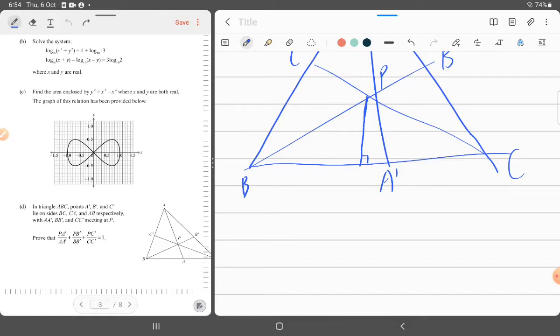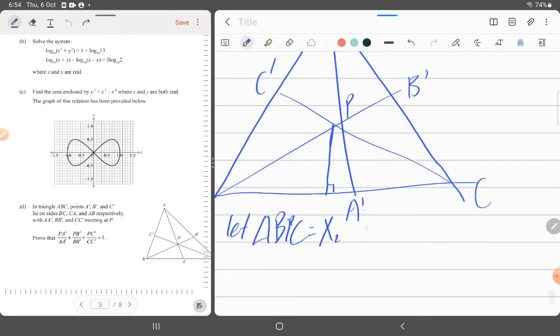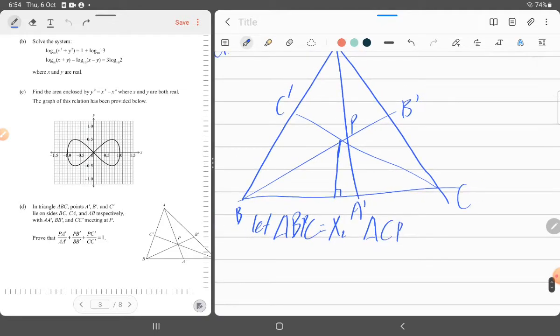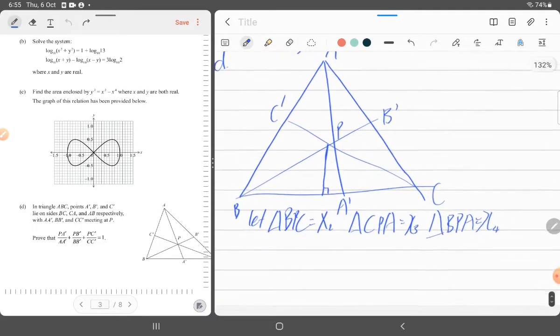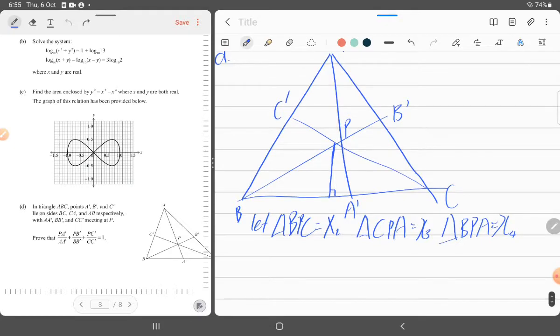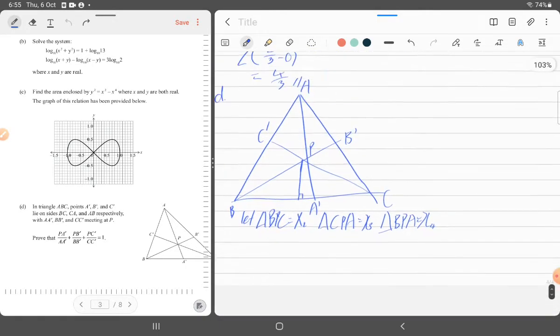Okay, we let triangle BPC equal x2, triangle CPA equal x3, and triangle BPA equal x4. So let's see. No wait.